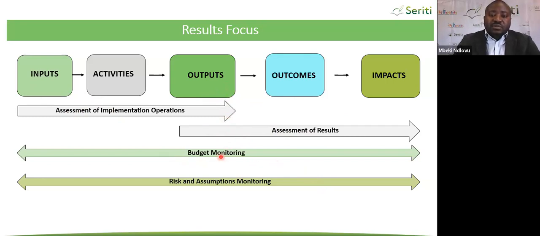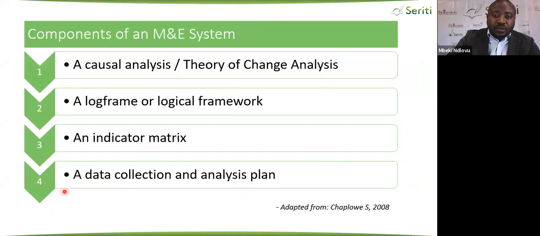And when it comes to the issue of budget monitoring, it is something that starts from the beginning here, where we have the inputs, all the way up to the end here, where we have the impacts. And normally it's done by our finance departments, but they usually work in collaboration with the programs team so that better outcomes or results are actually obtained. Now, the risks and assumptions monitoring is something that again happens from the beginning when you put together the inputs all the way up to the end.